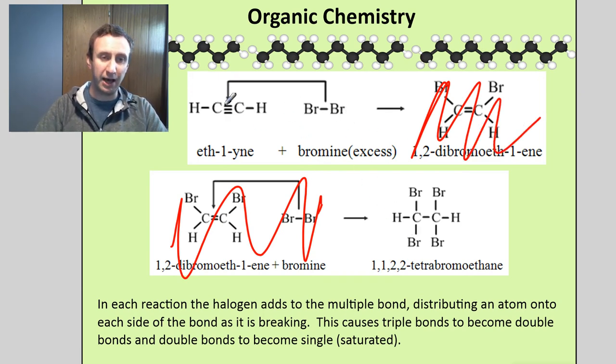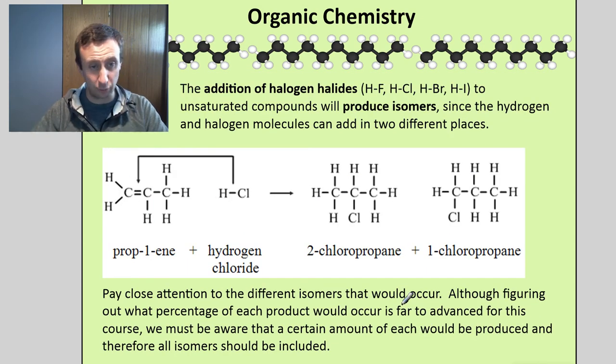So I add two bromines to each carbon because I broke two bonds in order to add this to the compound. In each reaction, the halogen adds to the multiple bond, distributing an atom onto each side of the bond as it is breaking. This causes triple bonds to become double bonds and double bonds to become single bonds. But again, because it was in excess, it happened twice.